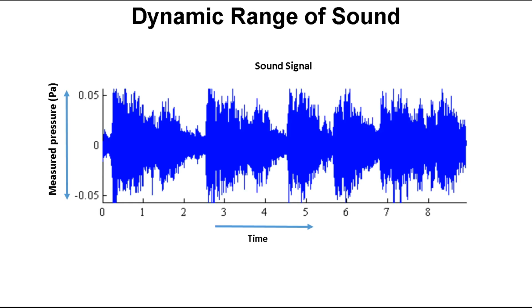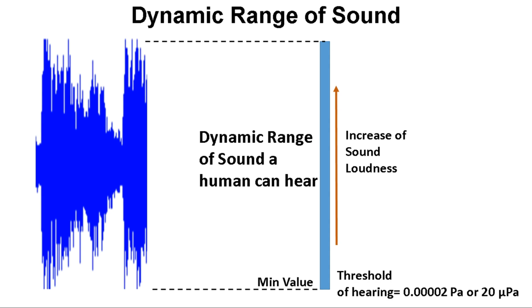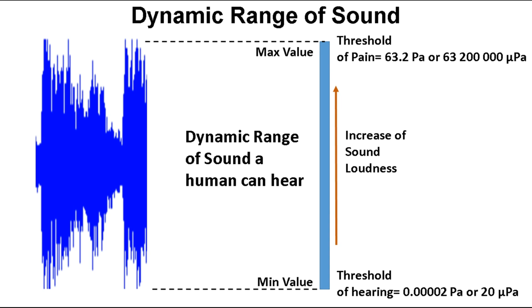Okay, so let's talk about the dynamic range of sound pressure. Sound pressure is what's being used to measure the volume or the loudness of a sound signal. So the minimum value that a human can hear is called the threshold of hearing, and it is around 20 micropascal. The maximum value of sound pressure that a human can hear is around 63,200,000 micropascal. So as you see here, you have a huge range.